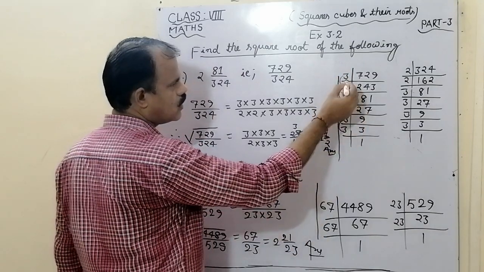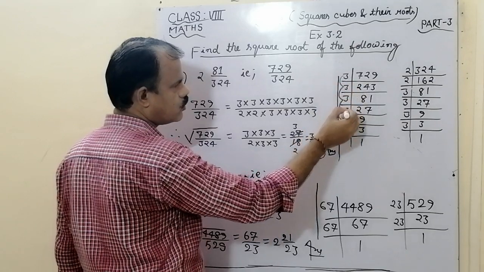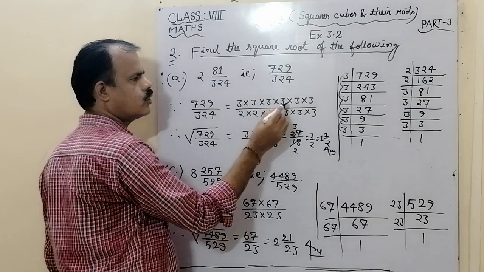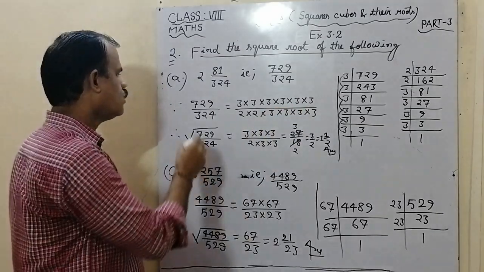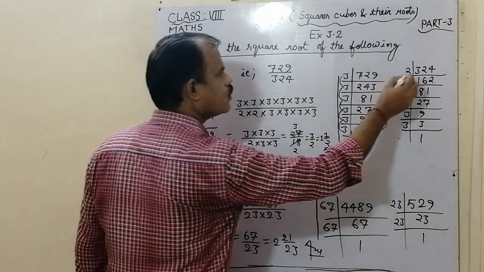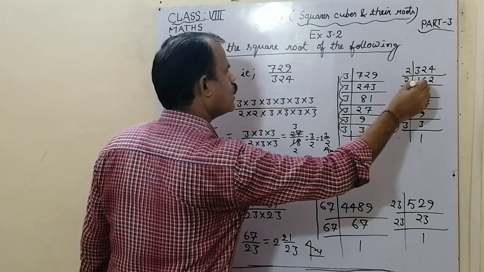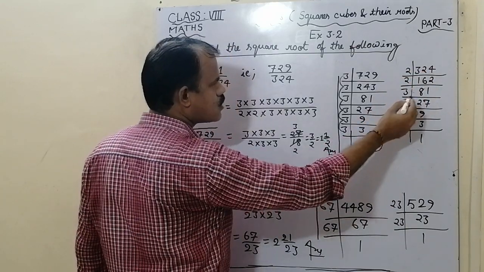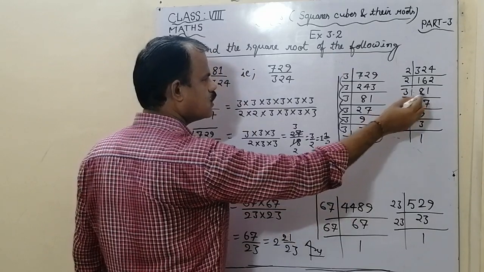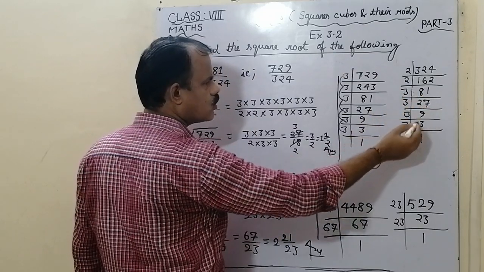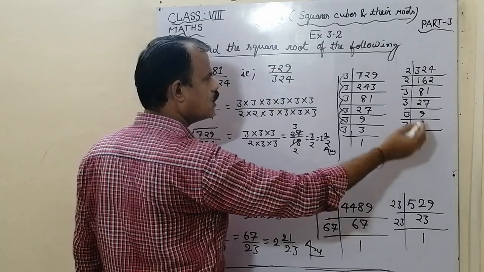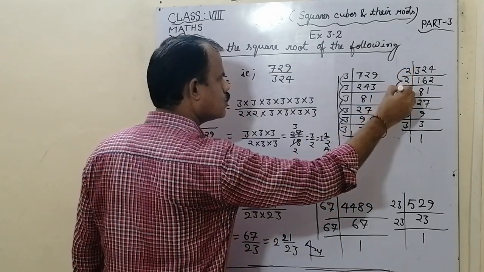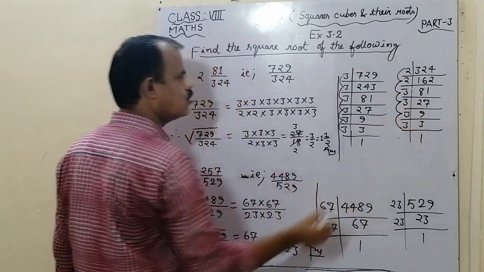How many 3's are there? 1, 2, 3, 4, 5, 6. So we write here 1, 2, 3, 4, 5, 6. Now 324 divided by 2 is 162. 2 times 81 is 162, 3 times 27 is 81, 3 times 9 is 27, 3 times 3 is 9, 3 times 1 is 3. So 324 is equal to 2 into 2 into 3 into 3 into 3 into 3.